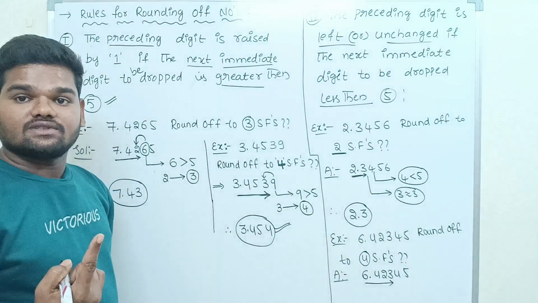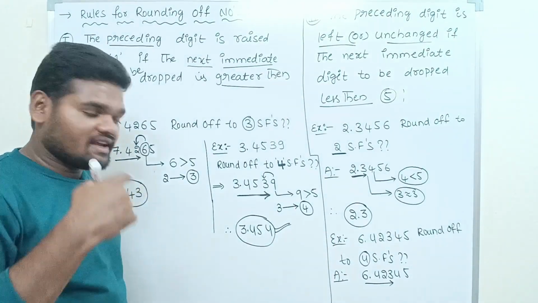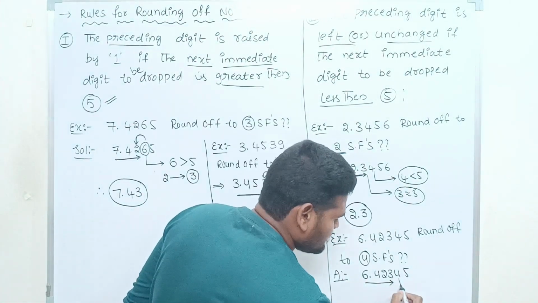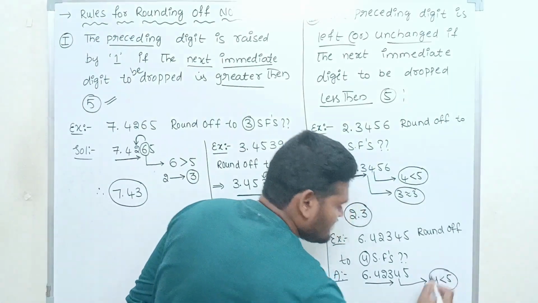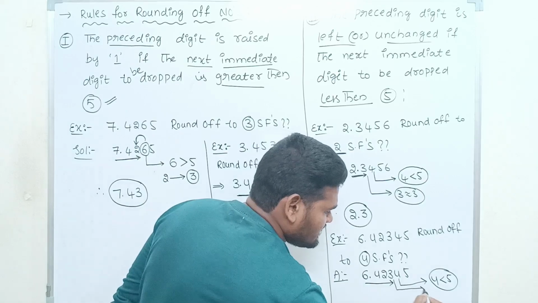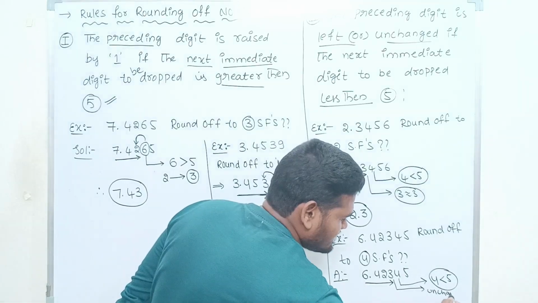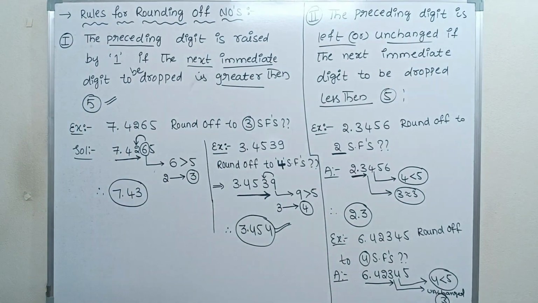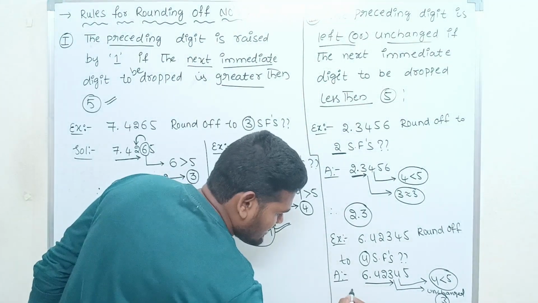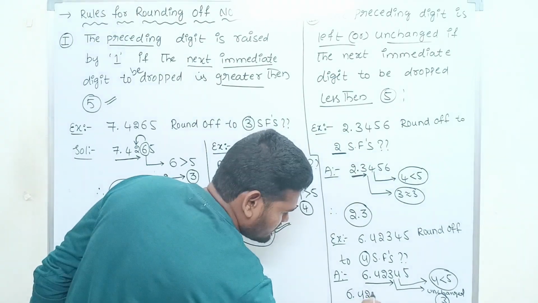Before rounding up, what do we have to check? We have to check the next immediate number. Here 4 is there. 4 is less than 5. Then the preceding digit is unchanged. That is 3 only. Are you getting it? Do you see the board? Right. That is 3 only. Therefore, our answer is 6.423.